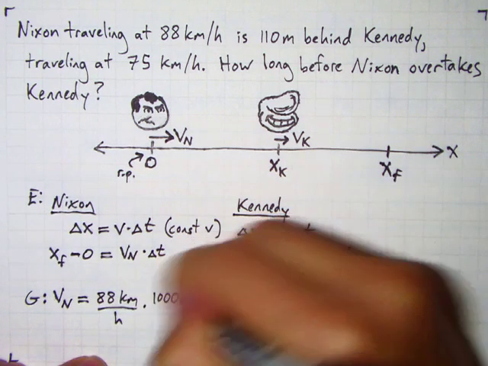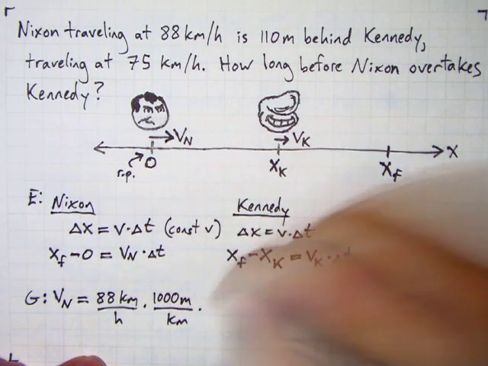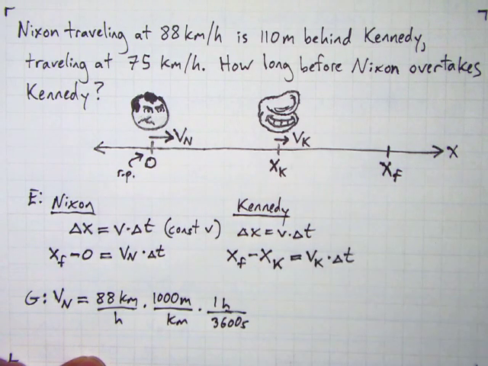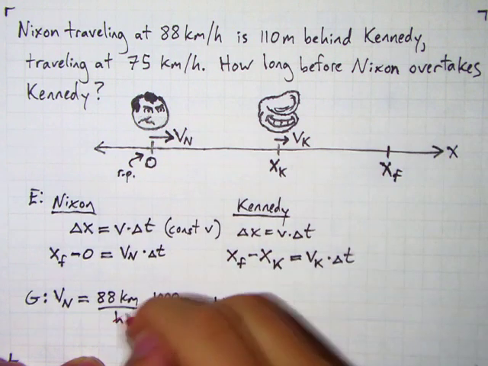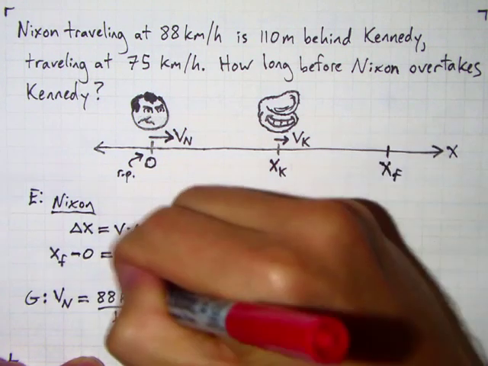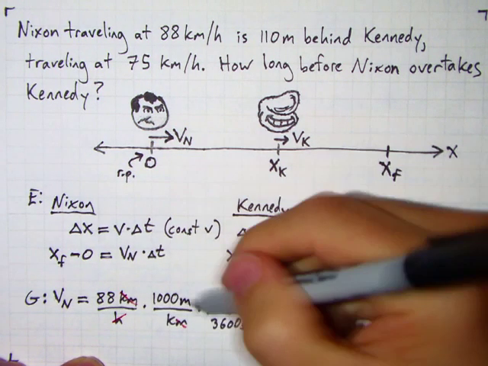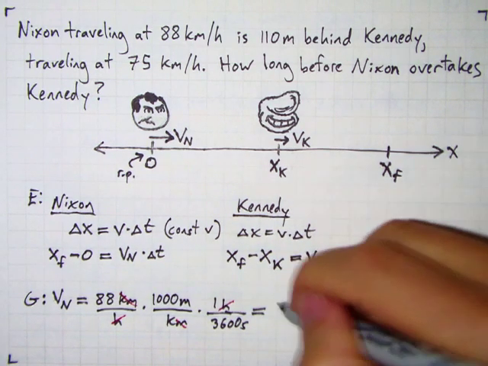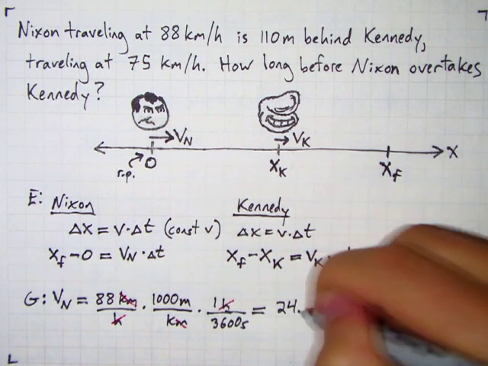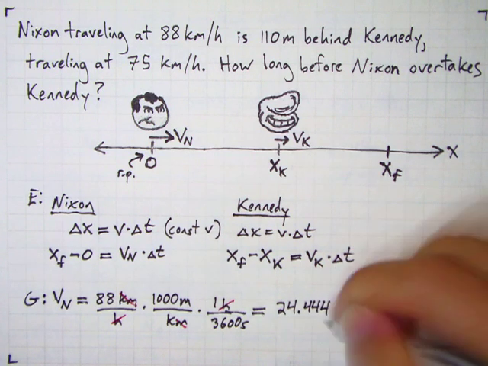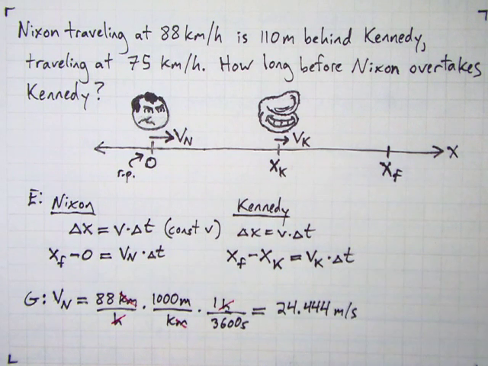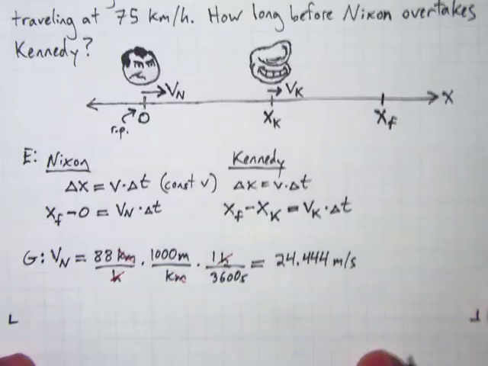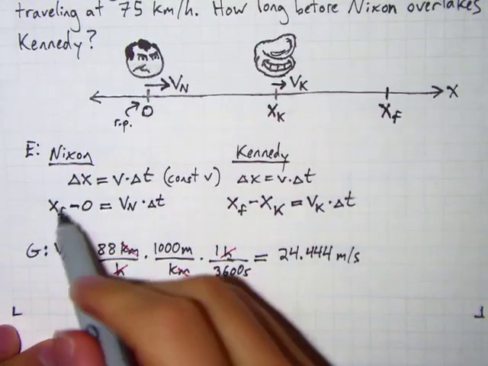No problem. We know that there's 1,000 meters in a kilometer, and we know that in 1 hour there are 3,600 seconds. Let's see, did I set that up right? Hours cancels hours, kilometers cancels kilometers, leaving us with meters per second. Excellent. Okay, multiply that through, and that comes to be about 24 meters per second. We're not going to round until the very end, so I'll keep a bunch of decimal places there. 24.444 meters per second. All right. What else do we know of our variables here?